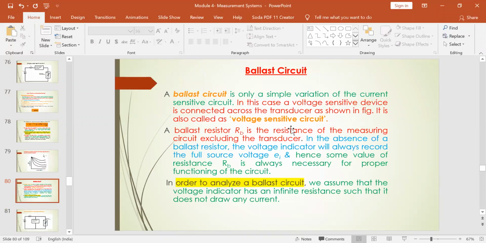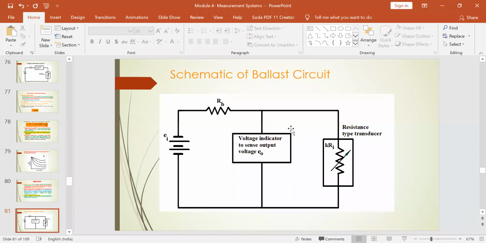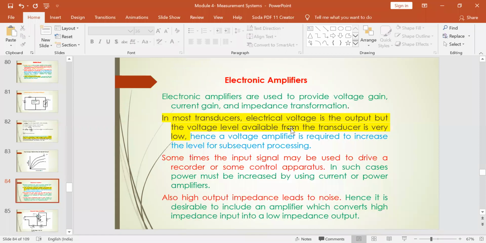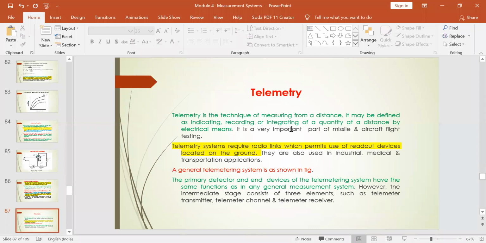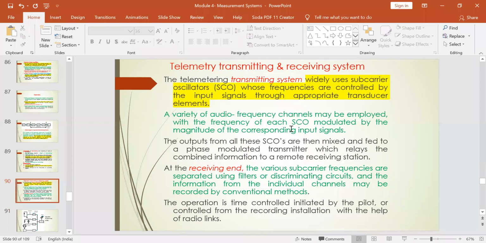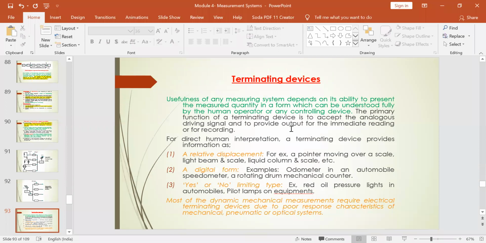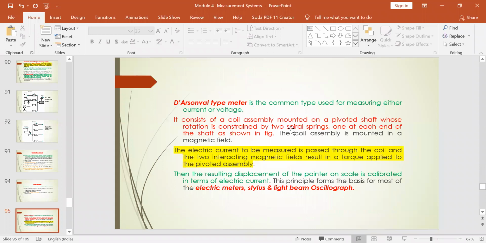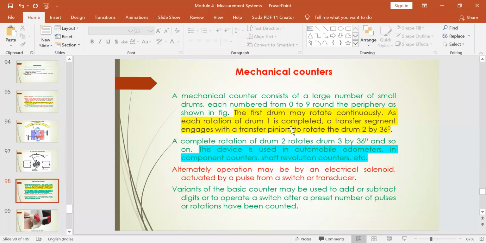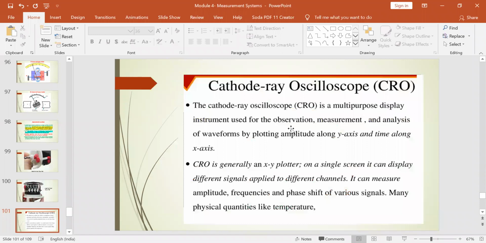Okay, so in tomorrow's class we will deal with the ballast circuit, electronic amplifiers, vacuum tube amplifiers, and what we mean by telemetry. Telemetry transmitting and receiving systems we do have, and finally we have terminating devices. In this you should also understand mechanical counters and finally the cathode ray oscilloscope. So all these we will deal with in tomorrow's class.